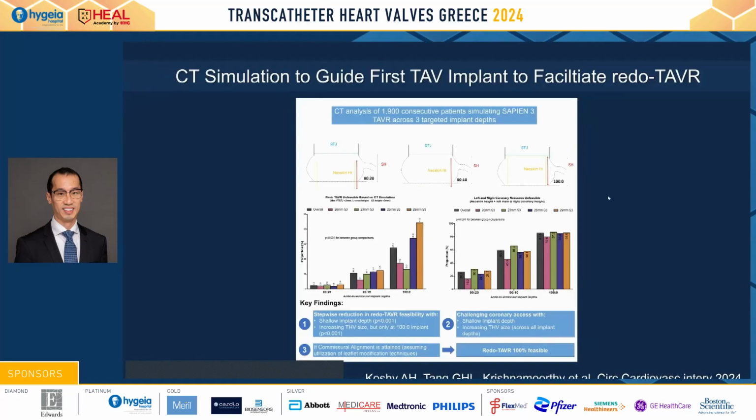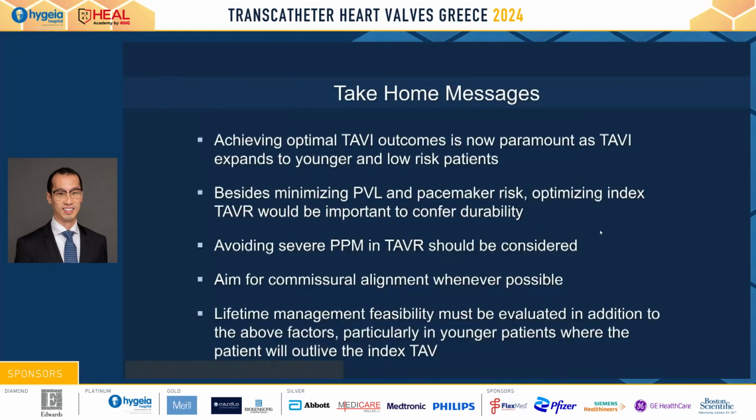Now, CT simulation before the index TAVR may be important because you can see what is the likelihood of redo TAVR. You can see this paper published in Circulation: Cardiovascular Interventions by a group showing that if you have a higher implant, your likelihood of redo TAVR being feasible will go down, so it will be less feasible. At the same time, it's going to be the same in terms of coronary access as well after 2 valves being placed.